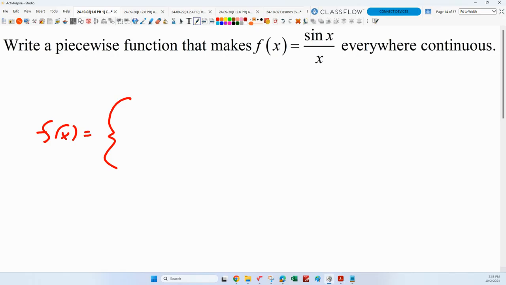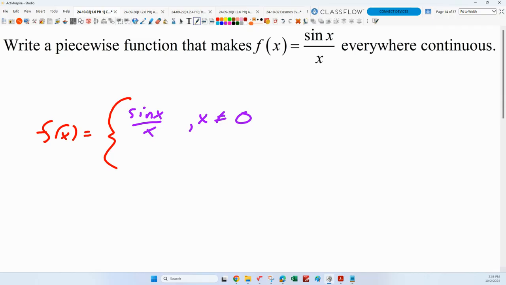Every place other than 0, so I can just say x is not equal to 0. What's the definition of the function every place other than 0? What is it? Sine x over x, yeah, it's that, right? That's the function.